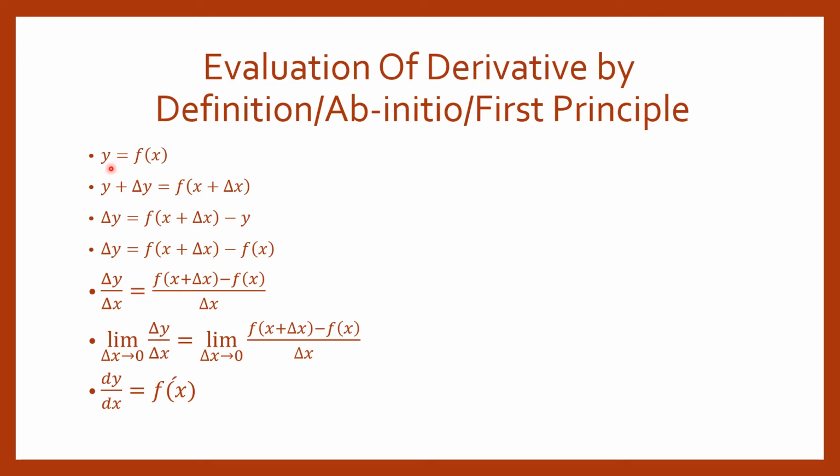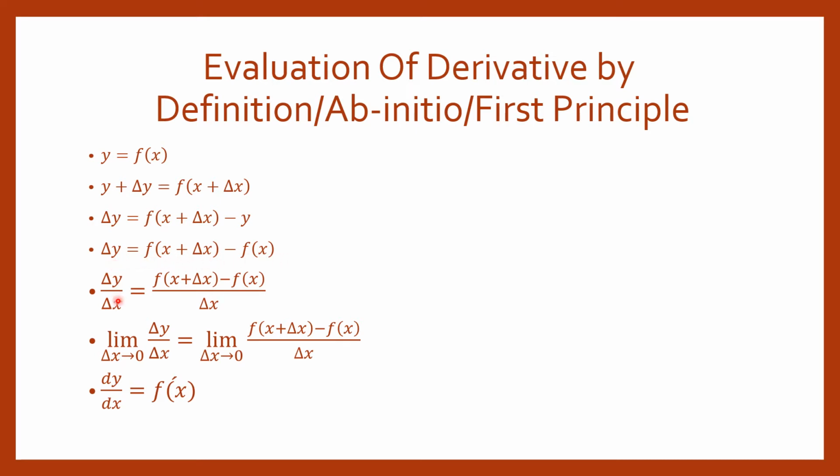Let's revise. Whenever we are given a function, we will name it y. Next step, we will evaluate y plus del y by replacing x by x plus del x. All you have to do, wherever you have x, replace it by x plus del x. Wherever you have y, replace it by y plus del y. Then evaluate del y by moving this y towards this side. Then use the value of y, which is equal to f of x. And after this, you perform simplifications in this step.